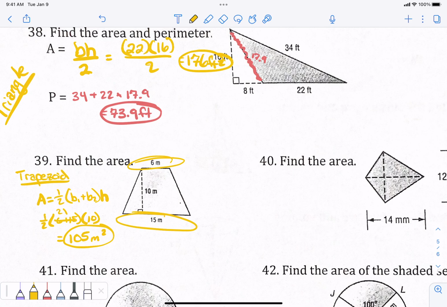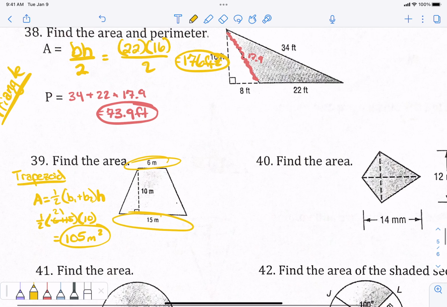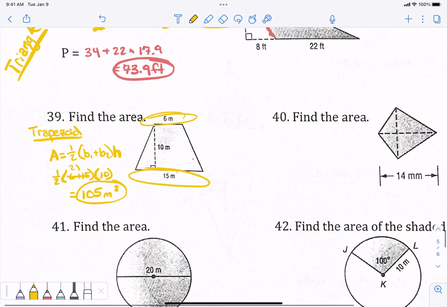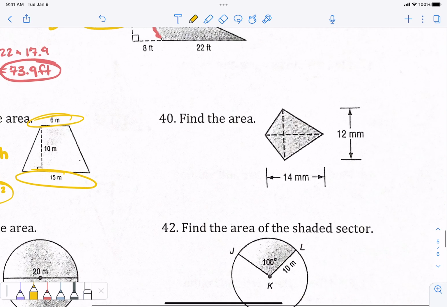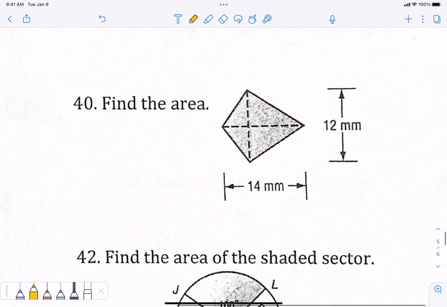Geometry, I don't know how tall you think you are, but it's not. Okay. Did you get it, Tay? Yep. Yeah. Okay, number 40. What is this shape? Kite. It's a kite.